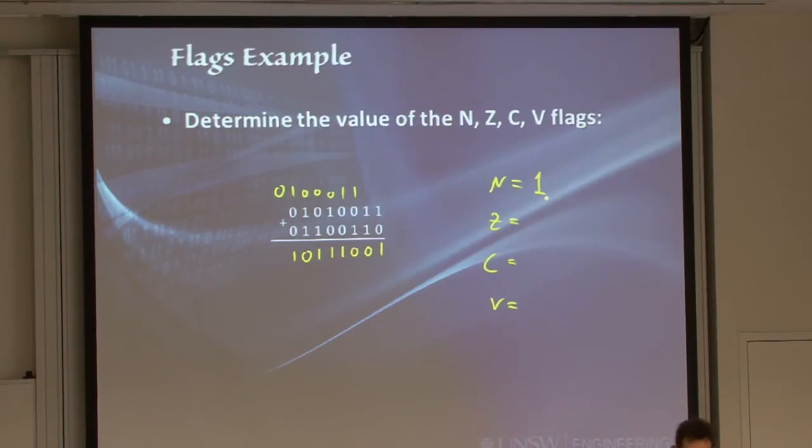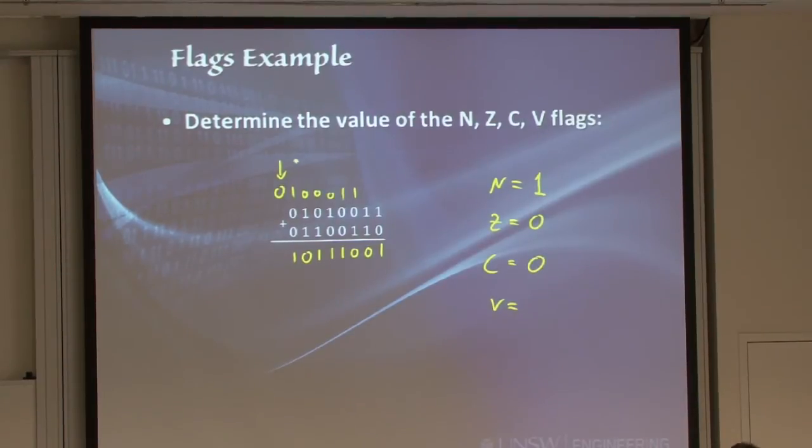It's non-zero, obviously, because not all of them are zeros. Therefore, my zero flag is 0. The carry out from this operation is 0, so the C flag is 0. And the V flag is defined as the carry in to the most significant bit XORed with the carry out, so we get 0 XORed with 1 to get an overflow of 1.